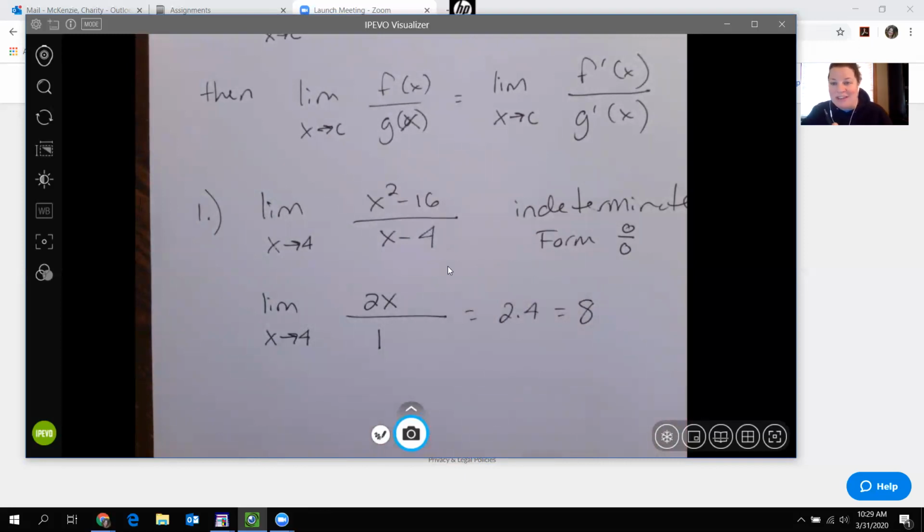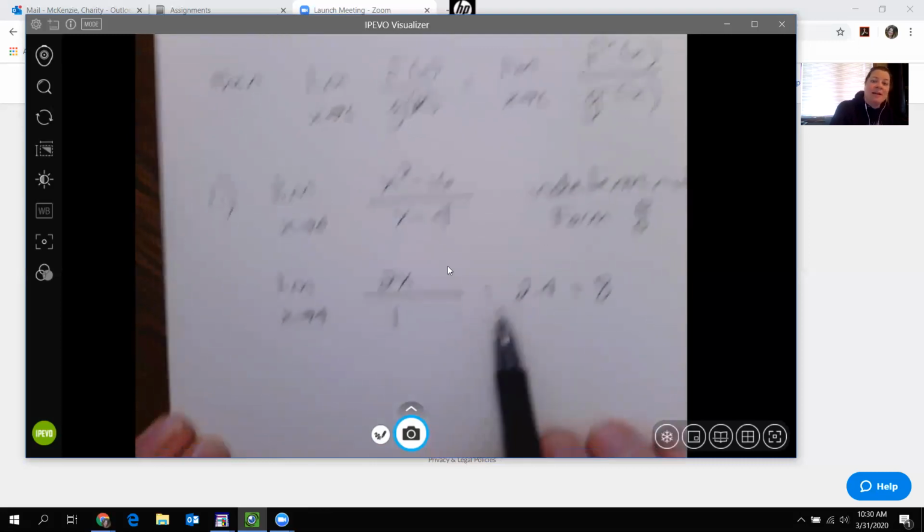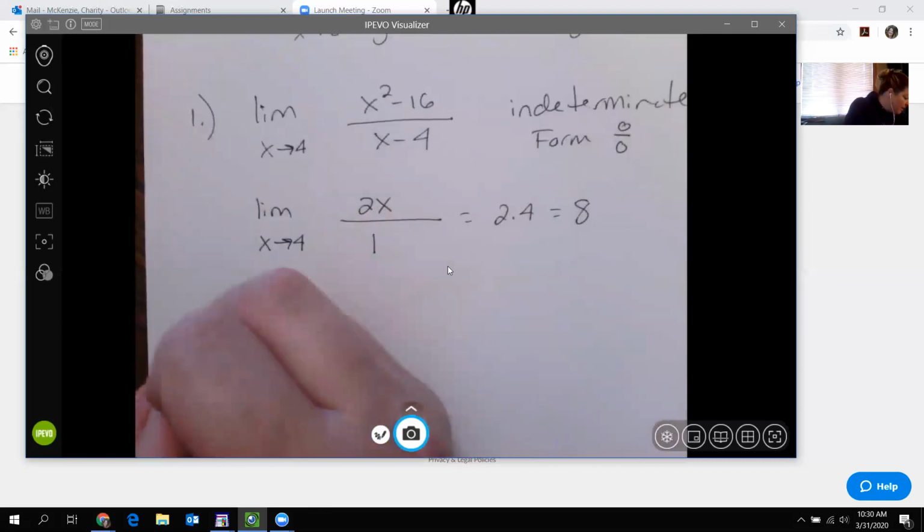Now, you can only use this method with limits. We're doing the derivative on the top and the derivative on the bottom, but only with limits in indeterminate form. We still have the quotient rule, and you can't just throw this in other places. It has to be indeterminate form in order for this to get us the same solution that factoring or another method would get us.